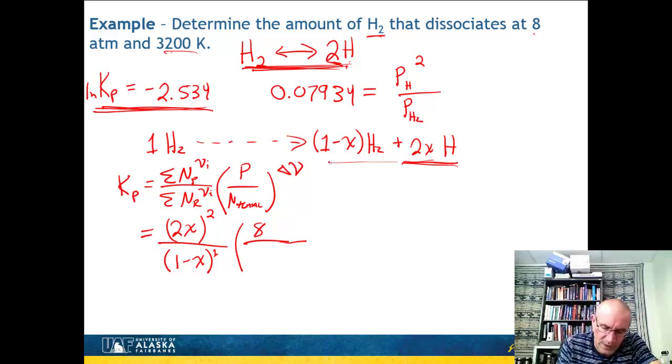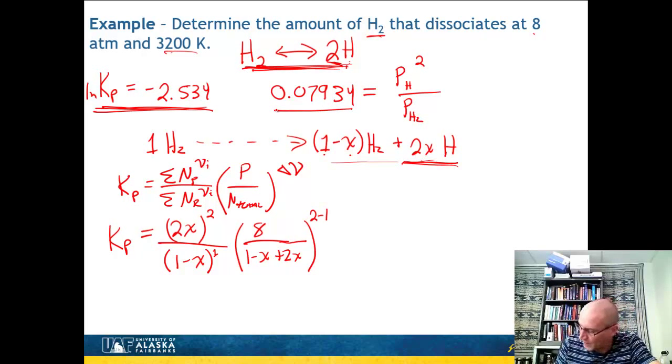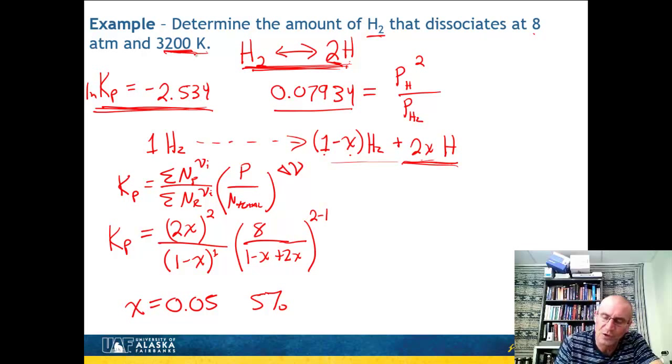Now what's the total number of moles I have? Well, I have 1 minus X of H2 and 2X of H, so I have 1 minus X plus 2X. And that is all raised to delta nu, which is 2 minus 1. And that is all equal to Kp, or 0.07934. This is a nonlinear equation, but I can go ahead and solve it with an equation solver. You can use Wolfram Alpha or EES. If you do that, you find X is about 0.05, which means that 5% of the H2 is going to dissociate at a temperature of 3200 Kelvin.